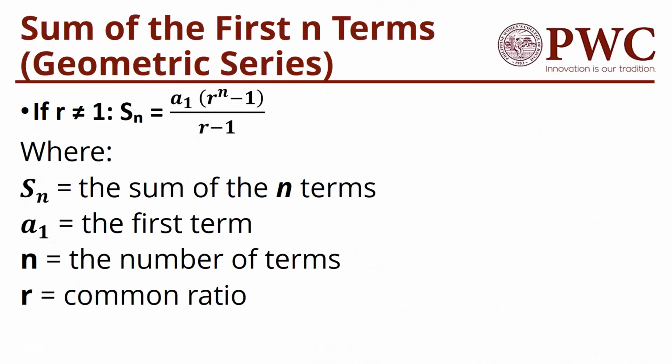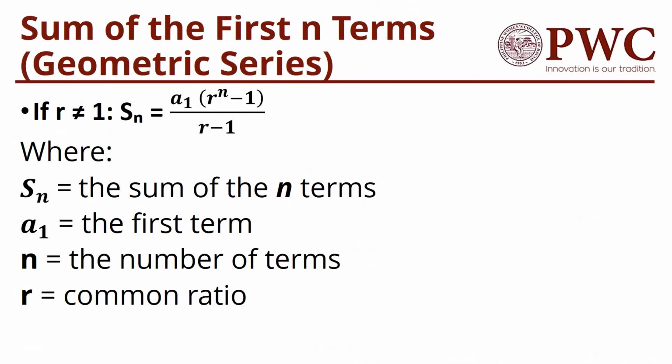So S sub n is equal to a sub 1, which is the first term, times the quantity of r raised to n minus 1, all over r minus 1. Wherein r should not equal 1, because if it equals 1, that is 1 minus 1, it would result in 0. So any number divided by 0 will be indeterminate or infinity, and it's not solvable. So in our calculator, it will show math error. So make sure that you check the series first before solving.